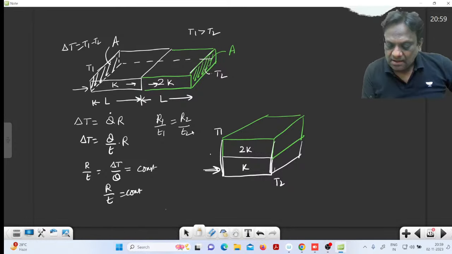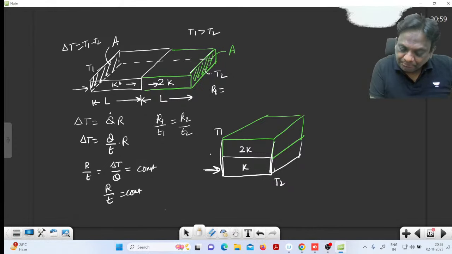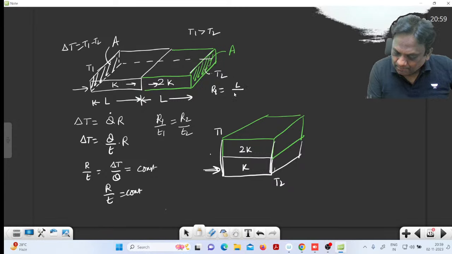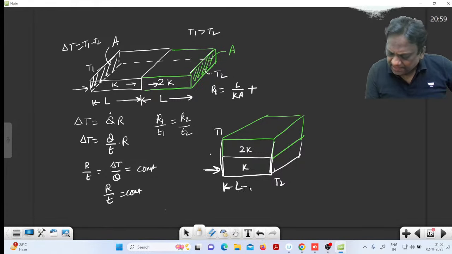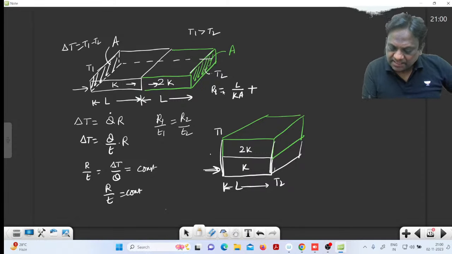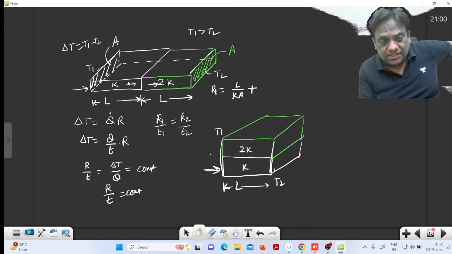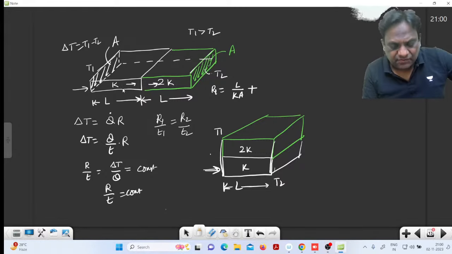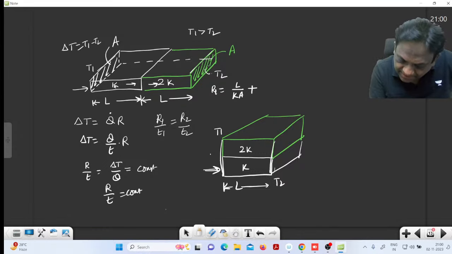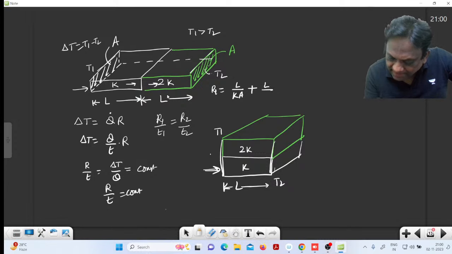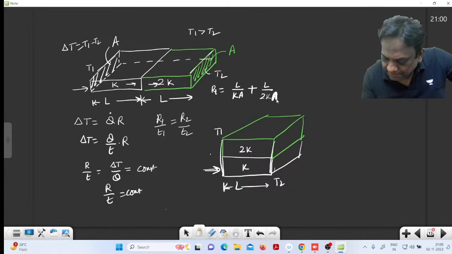Can anyone in the class tell what is the resistance in the first case? Whenever they are in series, we will be adding. So L by KA for the first one, plus this length is L. So whenever they are in series, we will be adding L by KA. इसका L by K, area is A. इसमें L by K, what is K? It is 2K, into area A.